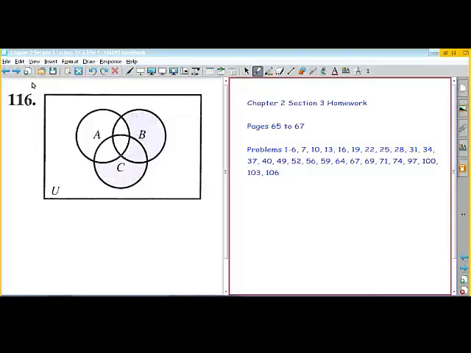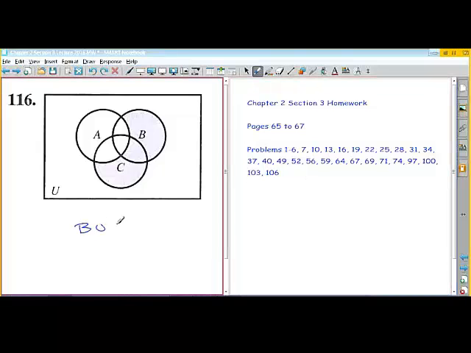So what you do is, I'll use a different color here. So B union C would be everything in A and everything in B and C. So that would include all this stuff and all of that stuff. To get rid of this part that I just marked in, all you'd have to do is subtract A. So the answer is subtract A, which I guess would be the same as intersect A complement again.